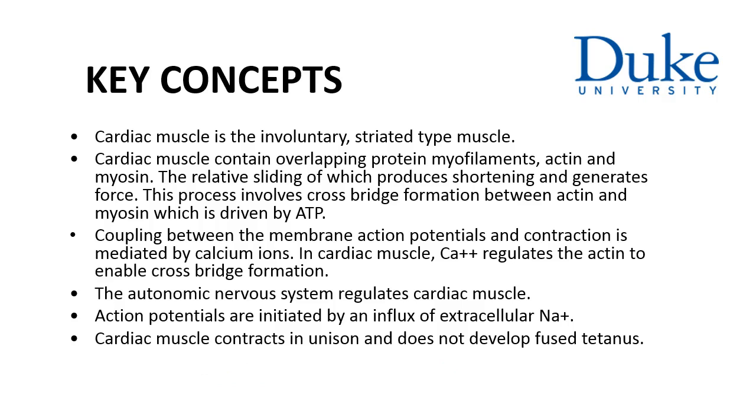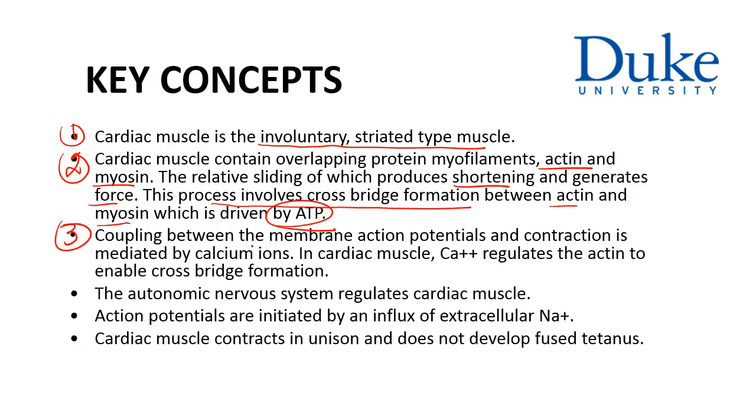Okay, so what are our key concepts? The first is that cardiac muscle is an involuntary, striated type of muscle. Secondly, that the cardiac muscle contains overlapping protein myofilaments, which are actin and myosin, and that the relative sliding of the actin and the myosin produces shortening and generates force. And that this process involves cross-bridge formation between the actin and the myosin, and it's driven by the myosin ATPase. So that myosin ATPase in the heart is, again, a slow myosin ATPase. It has slow kinetics in the enzymatic reaction.